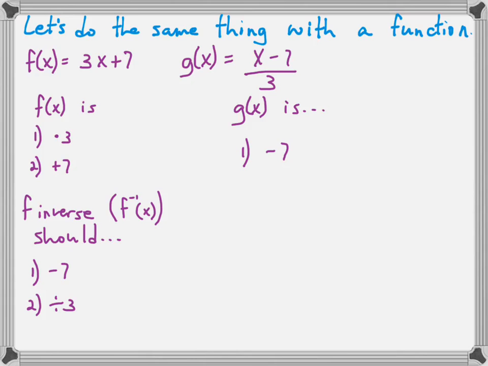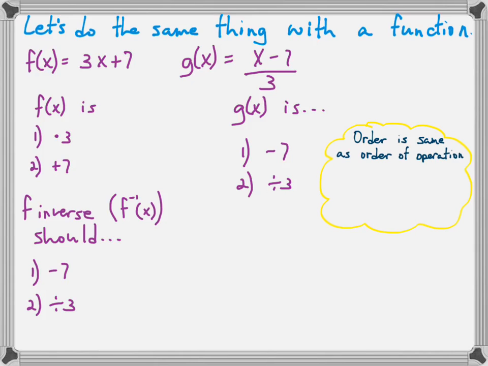And let's check out if the g function is actually doing that. If you look at the g function, the first thing you would have to do here, if you took an x and plugged it in, you'd have to subtract 7. So that's the first thing in my list. And the next thing is to divide by 3. So that's the second thing in my list. Now compare the f inverse with the g of x. Compare the f inverse with the g and see that the steps are the same, so that means g is the inverse of f.